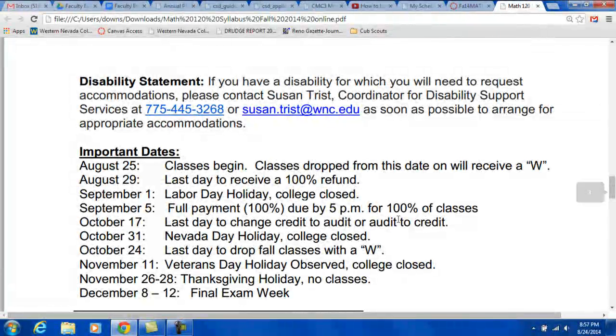Disability statement. If you have a disability for which you will need to request accommodations, please contact Susan Trist, the coordinator for disability support services, at 775-445-3268, or susan.trist@wnc.edu as soon as possible to arrange for appropriate accommodations.